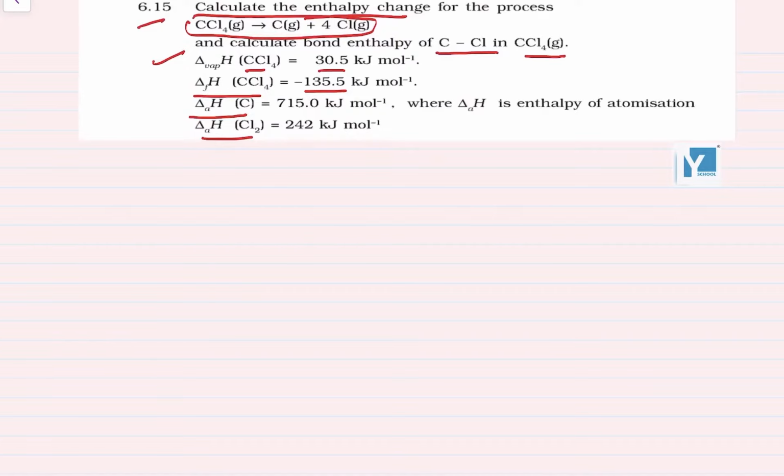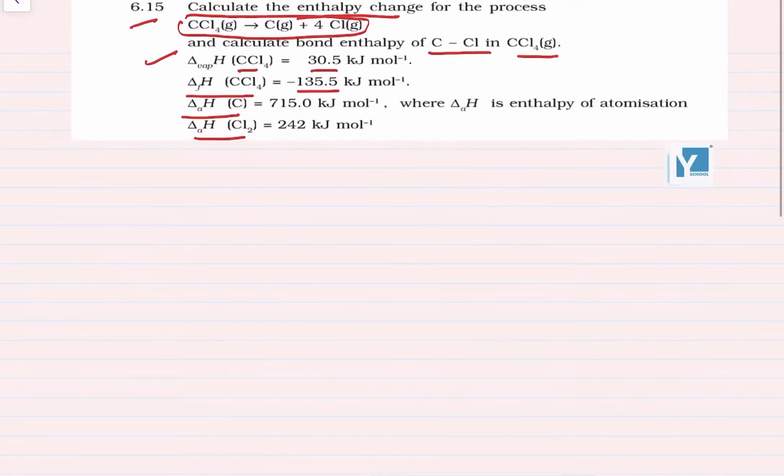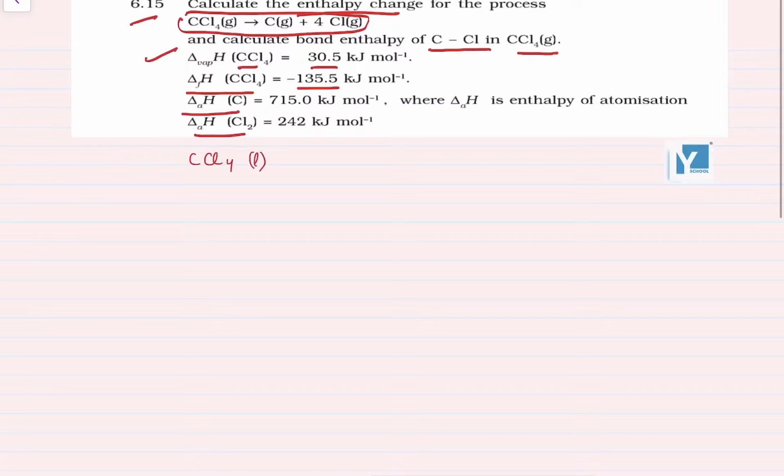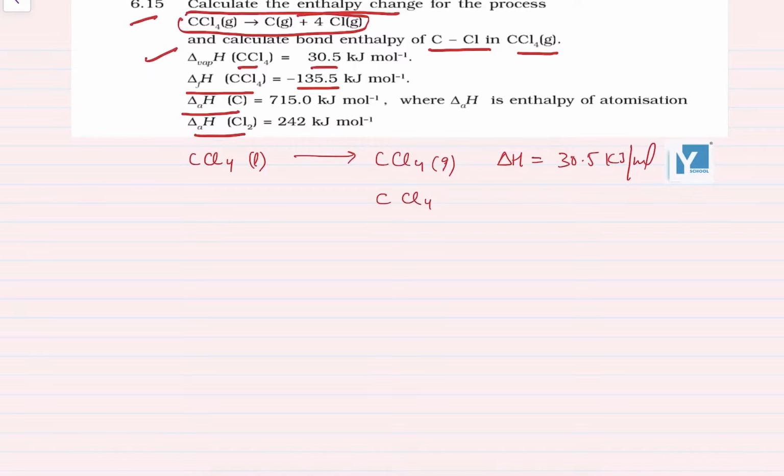So the first data given to us is the enthalpy of vaporization of CCl4, right? It means CCl4 liquid changing to CCl4 gaseous, right? So its enthalpy is given as enthalpy of vaporization, that is 30.5 kilojoule per mole. Next we are given the enthalpy of formation for CCl4. So 1 mole of CCl4 is formed from its elements, which are carbon graphite and Cl2 gaseous, right? Balance it. Then its enthalpy is given as -135.5 kilojoule per mole. Clear?